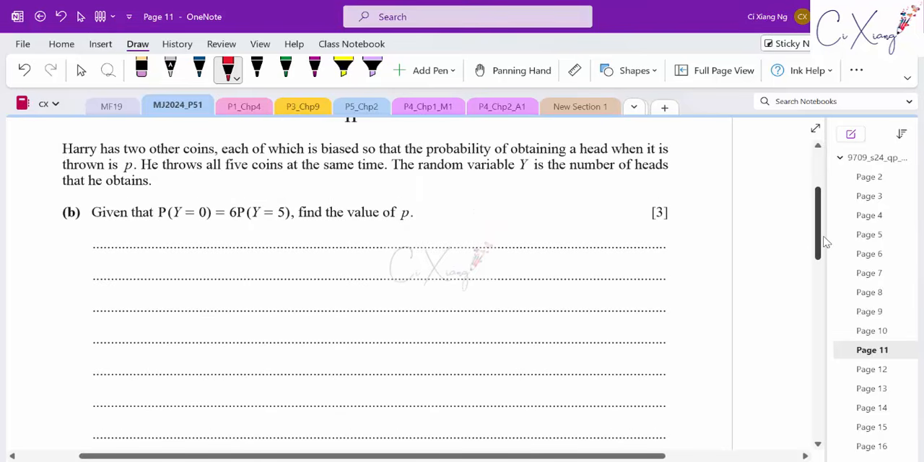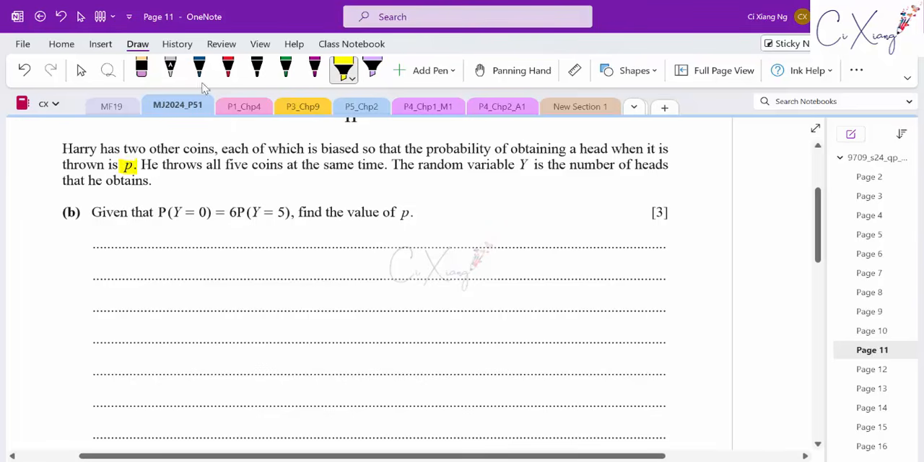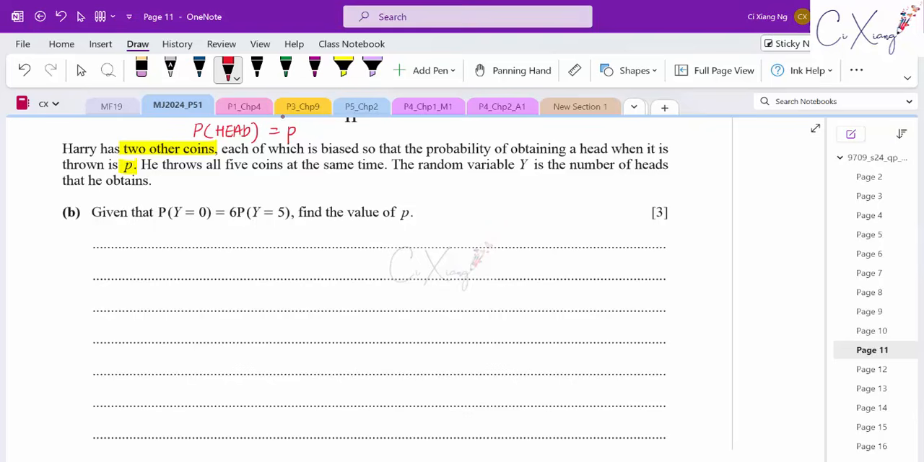Okay, then now Harry has 2 other coins, each of which is biased so that the probability of obtaining a head is P. So these 2 coins now are slightly different. To get a head, the probability is P. Just now, the ones were 1 over 3, 1 over 4, and also 1 over 5. Alright, so he throws all the 5 coins at the same time. The random variable Y means the number of heads that he obtains.